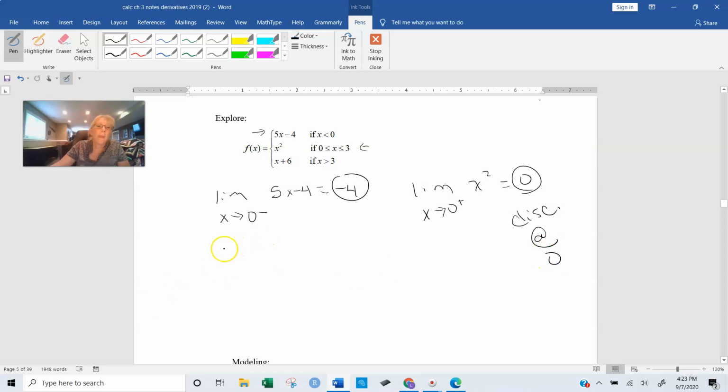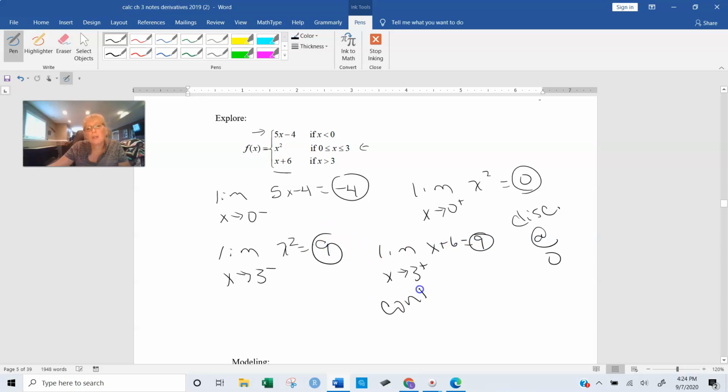Now let's check the other one. So the limit as x approaches 3 from the left. So this is the less than one, so that's this one. So we're going to plug that into the x squared. So we're going to plug in 3 and we're going to get 9. Now we need to check the limit as x approaches 3 from the right. So that's the greater than. So that's this one. We're going to plug in the x plus 6. That's also going to give us 9. These are the same. So it is continuous at 3.